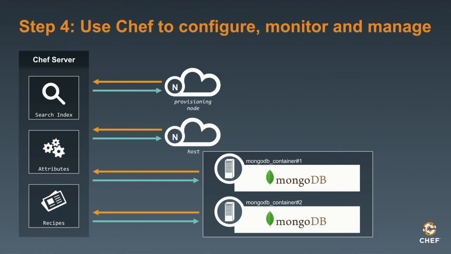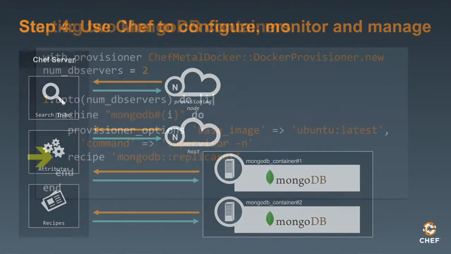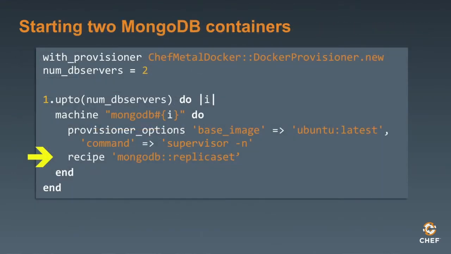So I want to point out a little detail on the machine resource that created the container. It contains a line that specifies the MongoDB replica set recipe as part of the run list. This means that when the container starts running, the Chef client has a chance to do its magic. Tuning applications or containers for a particular situation is typical in complex infrastructures.